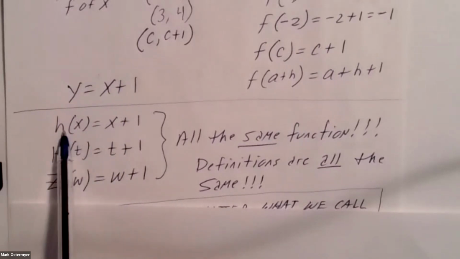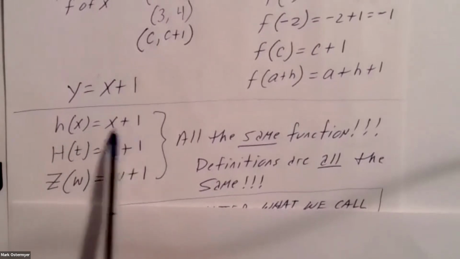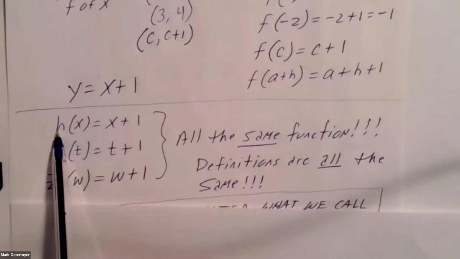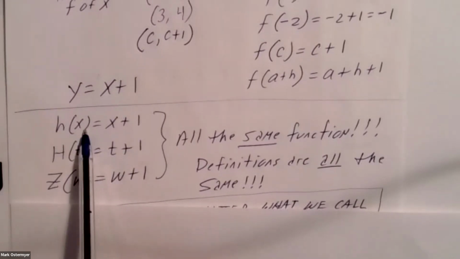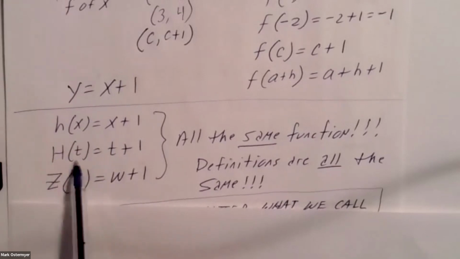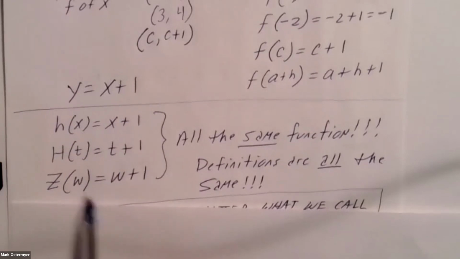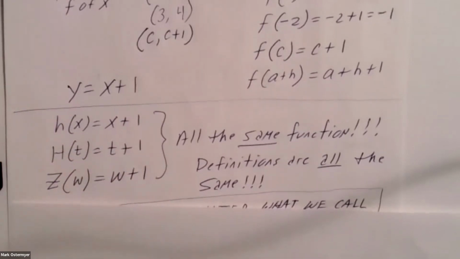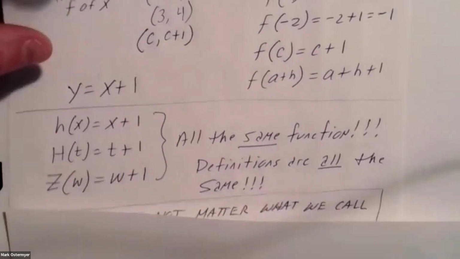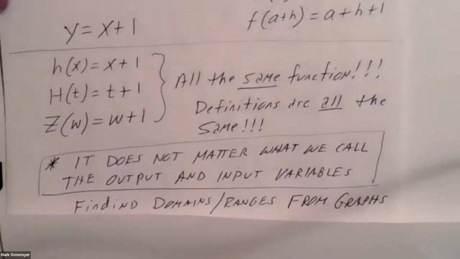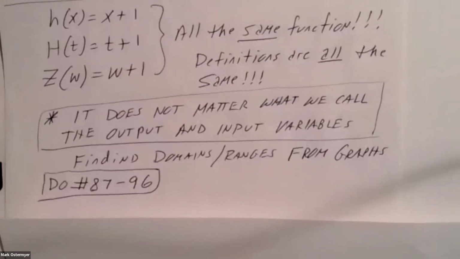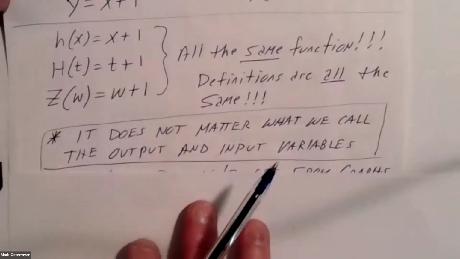It's just that if you were to graph h of x equals x plus 1, you would call the vertical axis the h of x axis instead of the y axis. If you graph h of t, you would call the vertical axis the h of t axis and the horizontal axis the t axis. That's the only difference. Same definition, same function. If, ladies and gentlemen, you change the definition, then you would not have the same function.